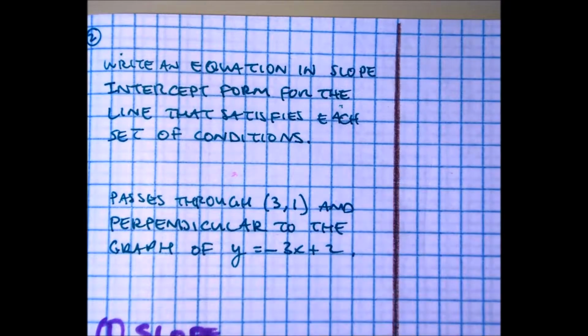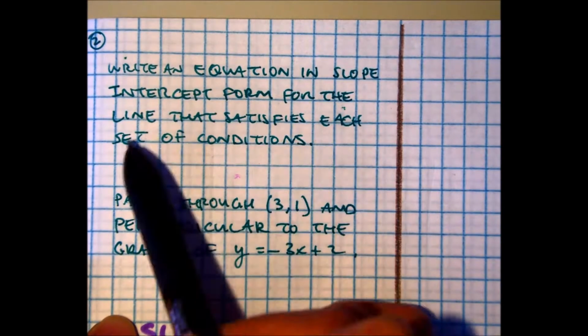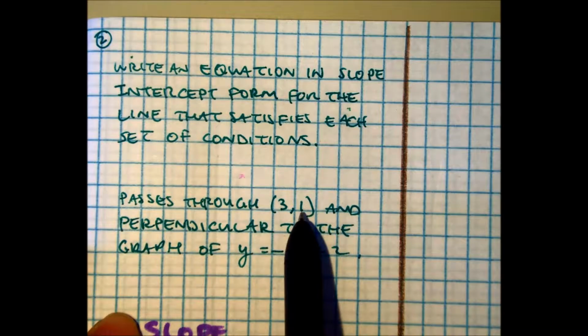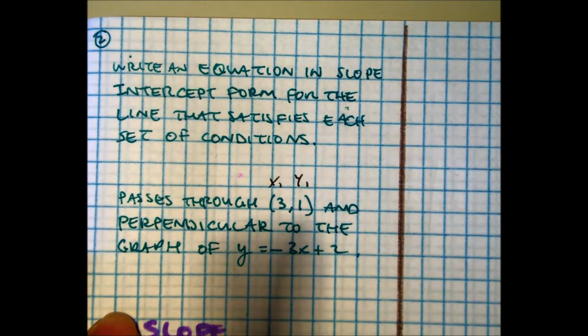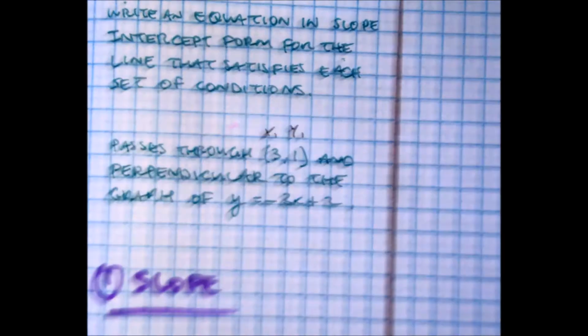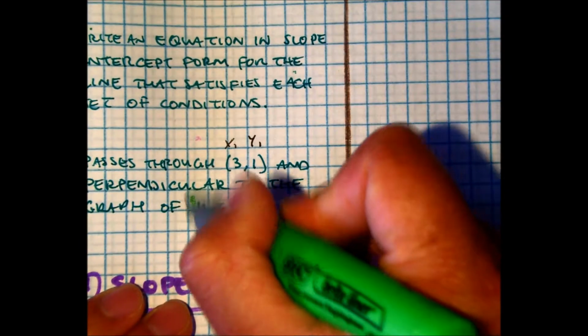Alright, so in this problem we're asked to write an equation in slope-intercept form for the line that satisfies each set of conditions. It passes through the point (3, 1), so it's a point (x1, y1), and is perpendicular to the graph of y equals negative 3x plus 2. So if you think about it, you're going to have two lines. This is the first line.